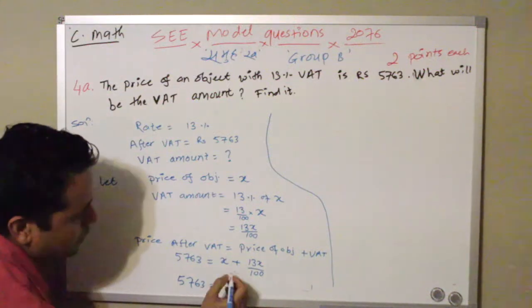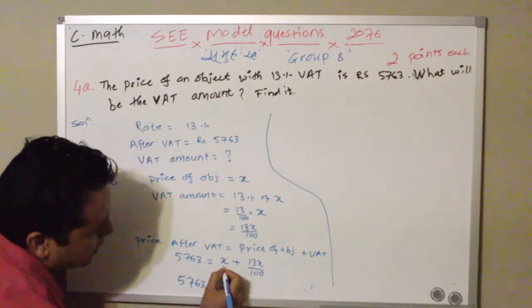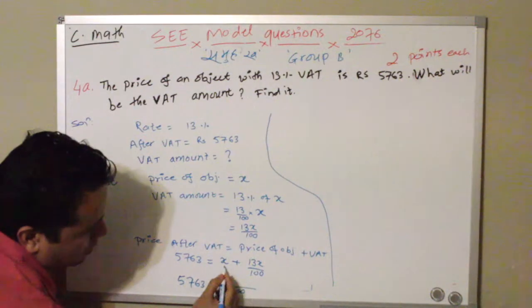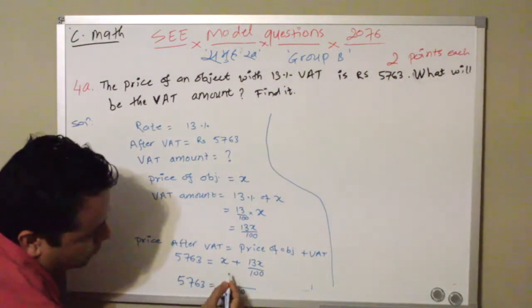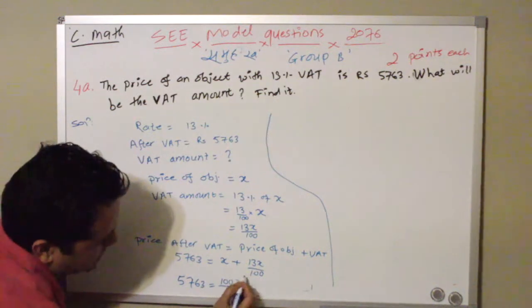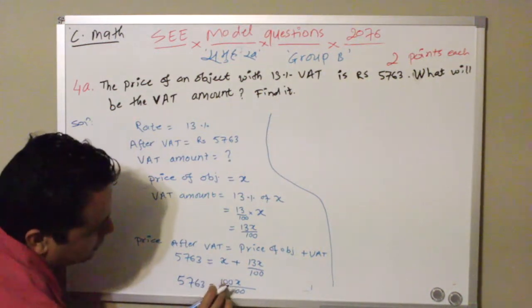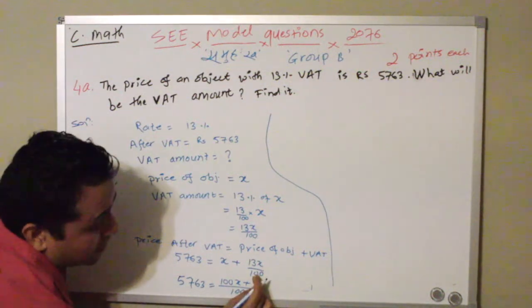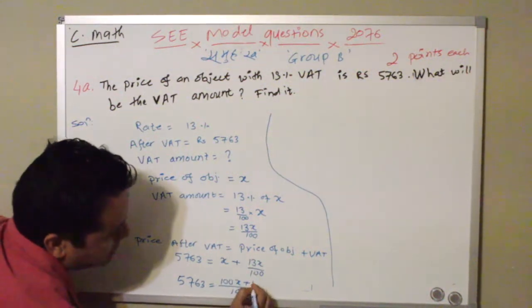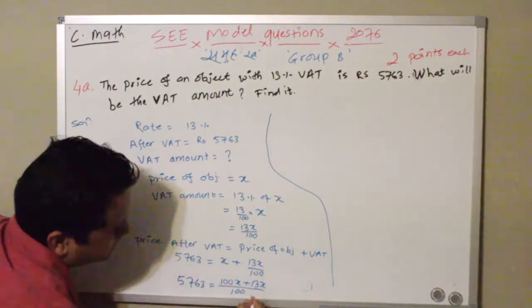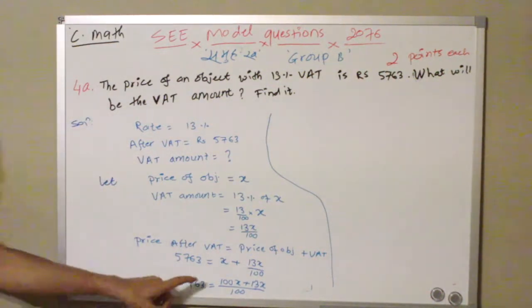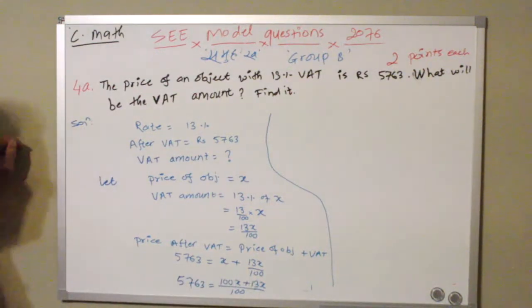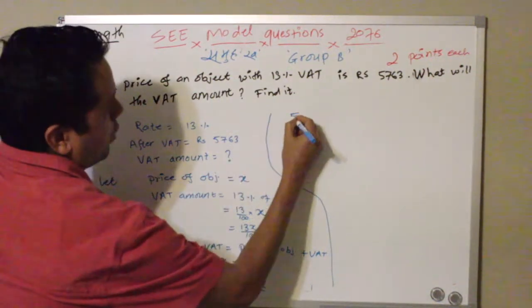5,763 equals, if I take an LCM from here, there is a 1. If there is nothing, it means 1. 100 divided by 1 is 100, so 100 times x. That 100 goes down here, so 100 divided by 100 is 1, and 1 times 13 is 13x. Now solving this, 100x plus 13x is 113x. So you just copy them.